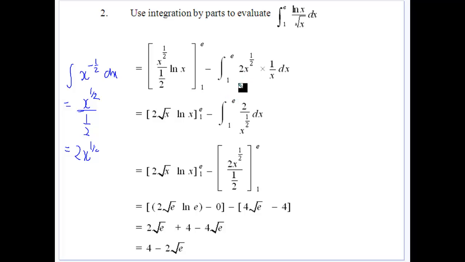Integrate the first, so there's our 2x to the power of a half times the derivative of the second, which is 1 on x, which starts to give us 2 on x to the power of a half, which we can integrate. Add 1 to the power, well, that's minus a half, add 1 to the power, divide by the power, and put our values of 1 and e in, and we're able to get our expression down to there.